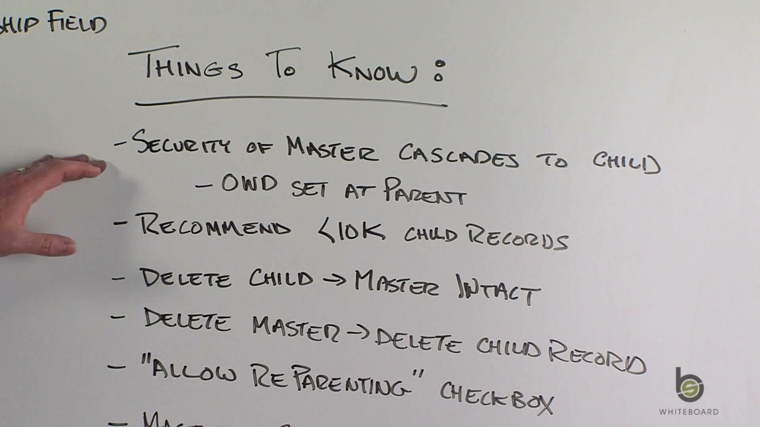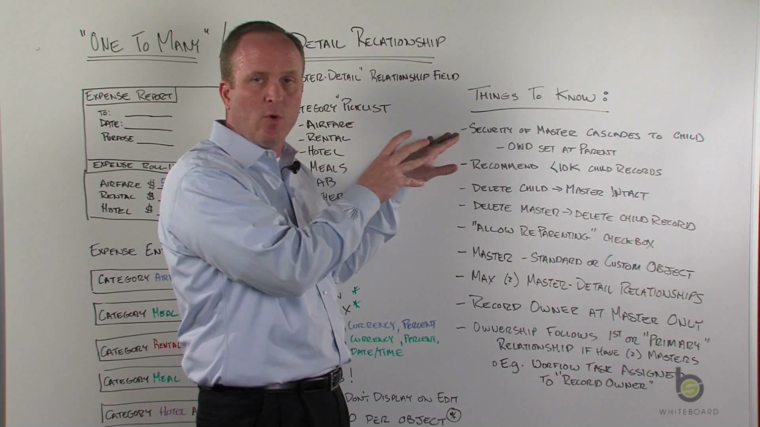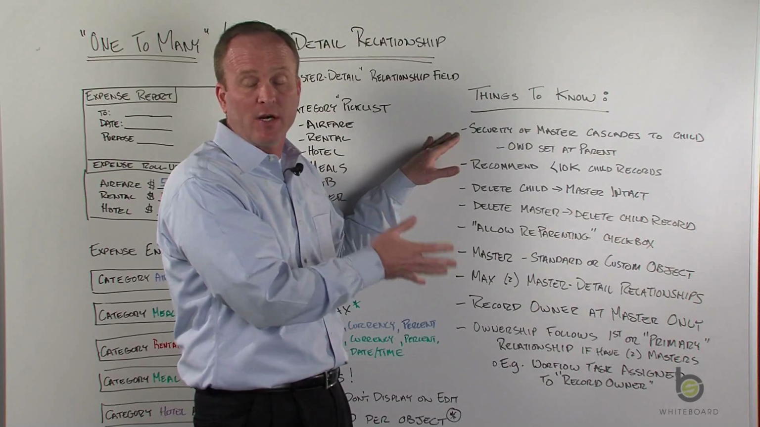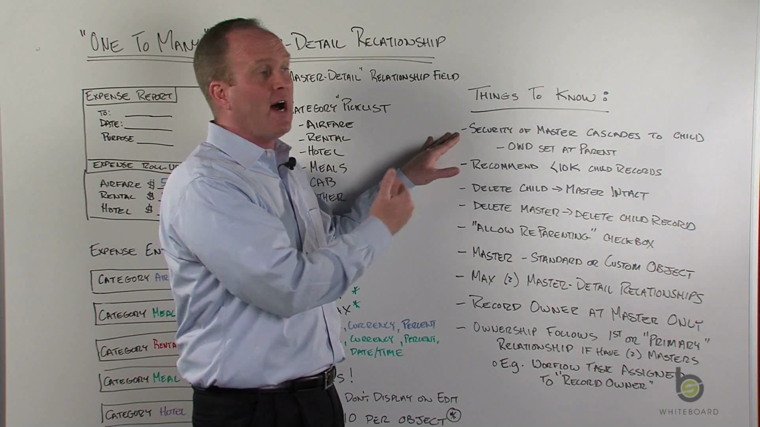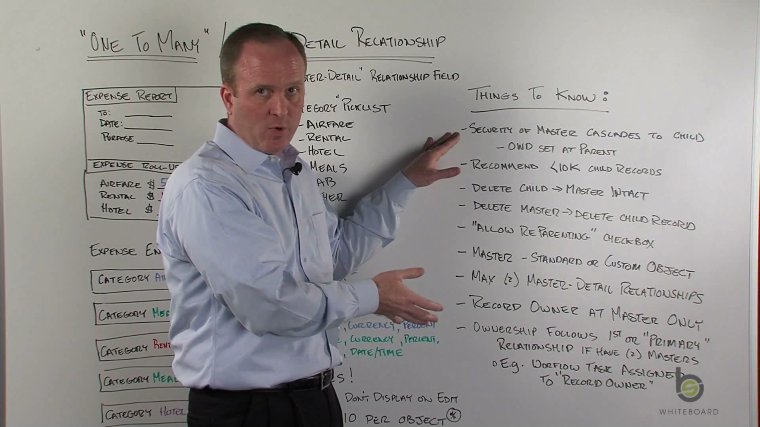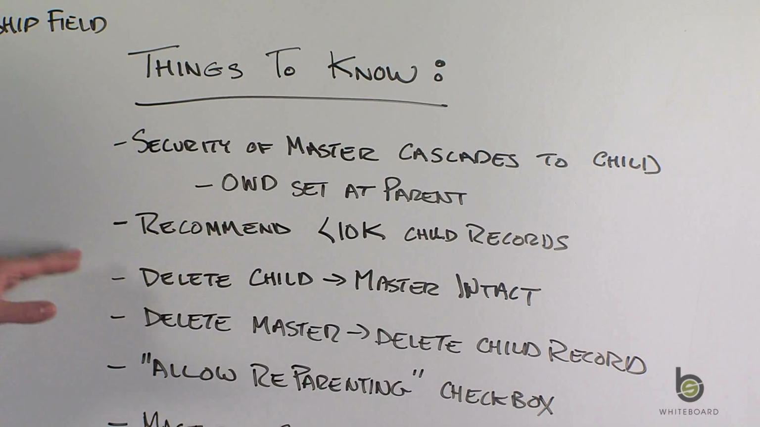All right, let's get to this side of the board and call out a couple things to know. When you're setting security on an object that's in a master detail relationship, you set the security at the parent. So let's take our expense report custom object. If I have the expense report parent in private, that puts all the associated child records in private as well. So if I can't see the expense report, I won't be able to see the expense report entries. You set the OWD, your organizational-wide default, on the parent, and that cascades to the child.